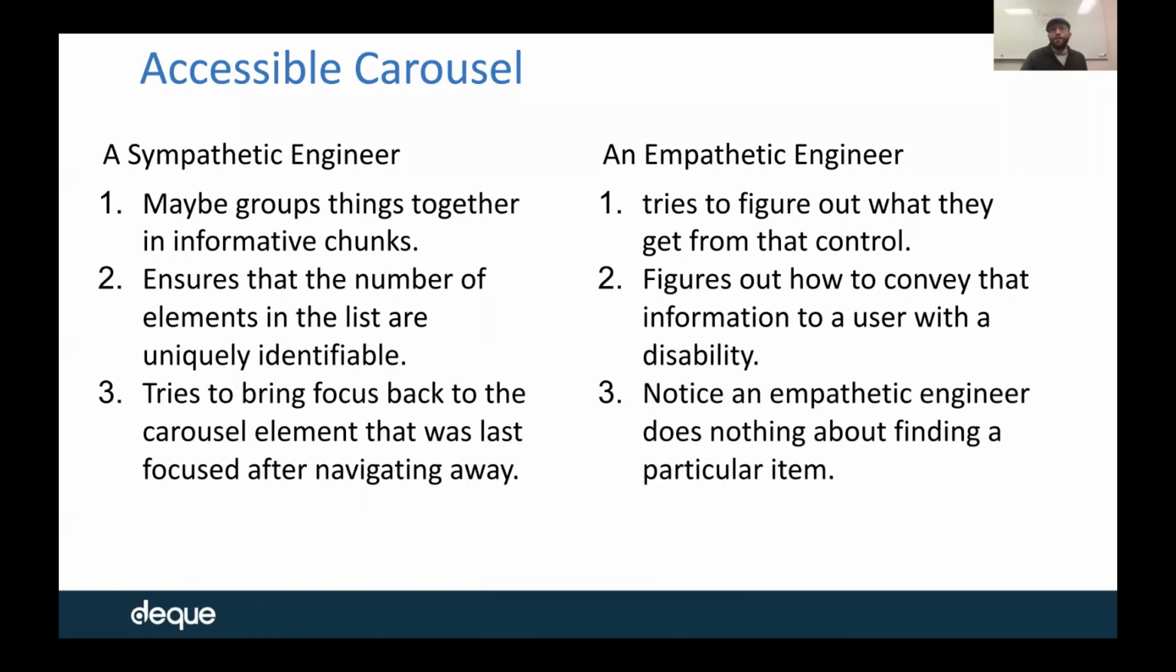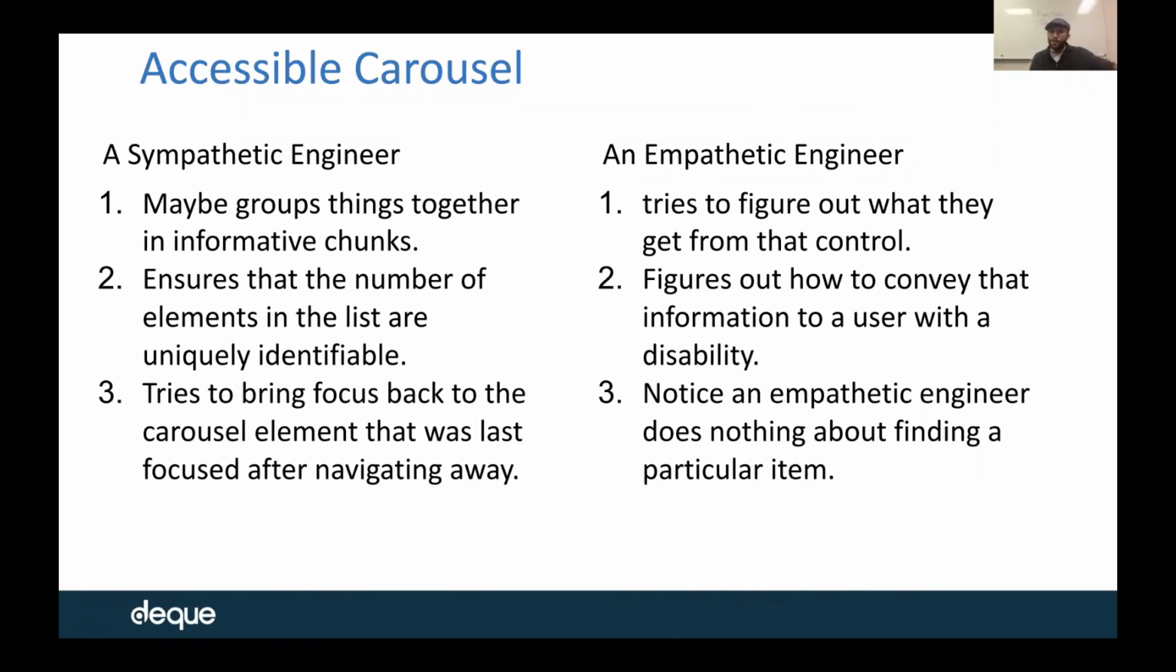And notice the empathetic engineer doesn't do anything about finding a particular item within that carousel. That's not the job of a carousel. Think back to the social networking example. If you want to discover a particular friend, you go and do that somewhere else, right?